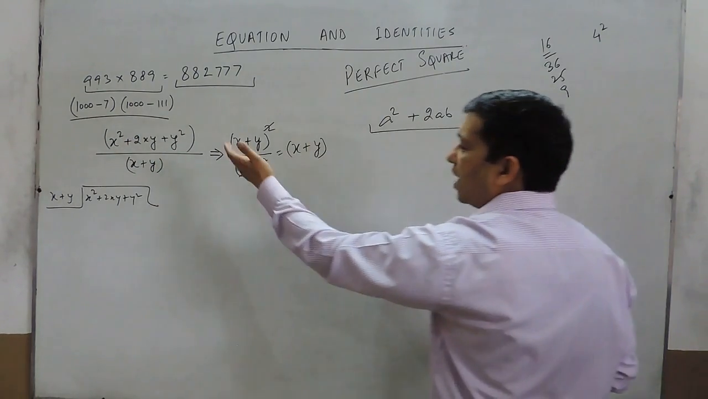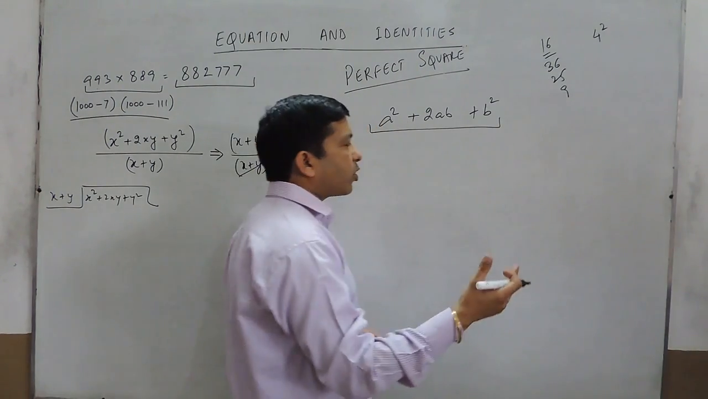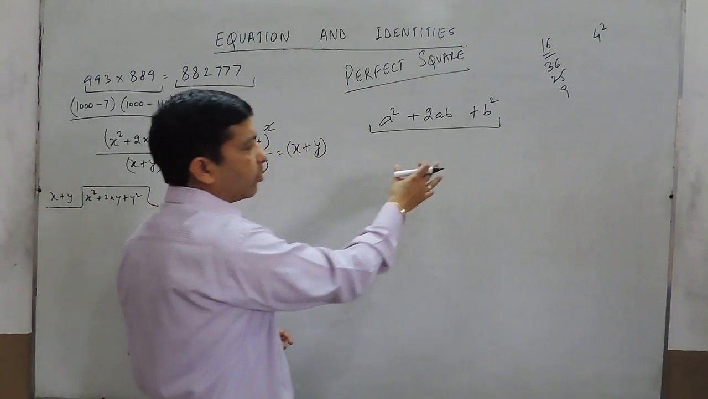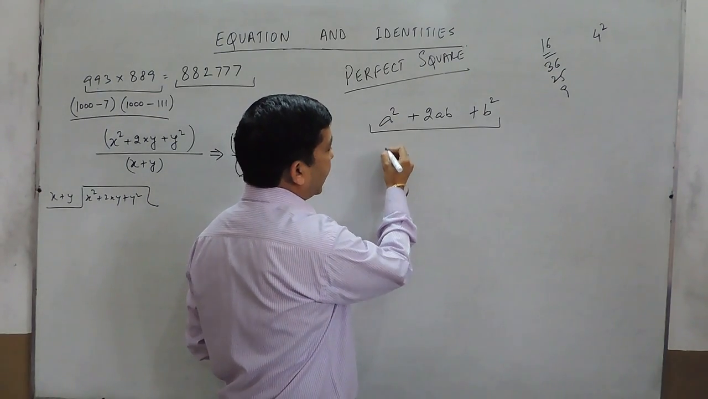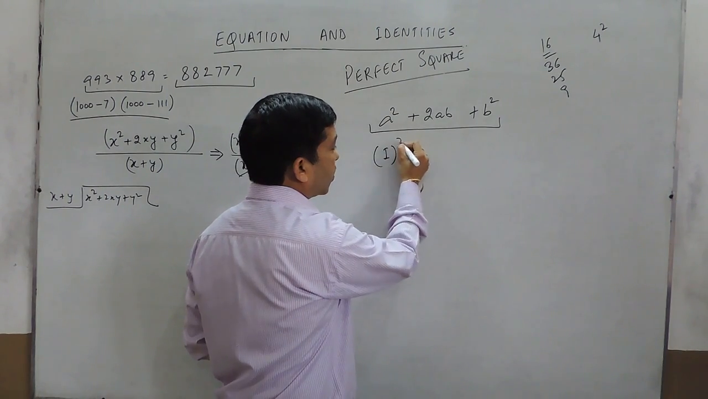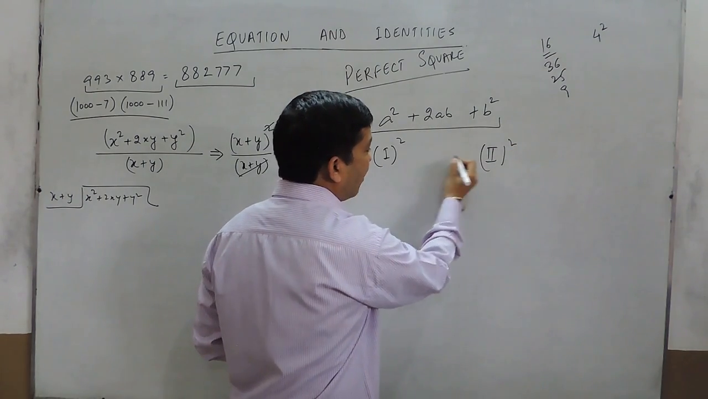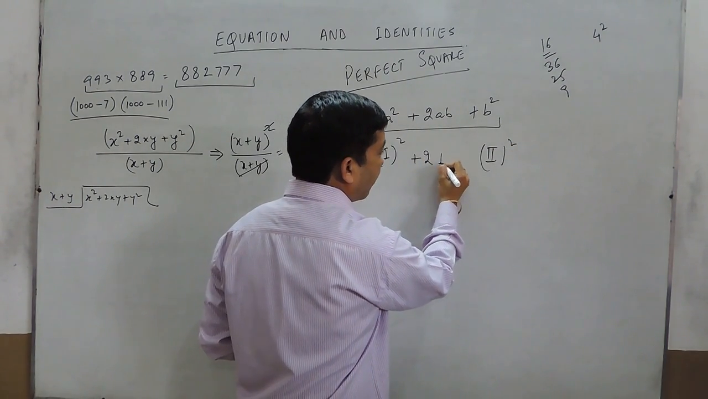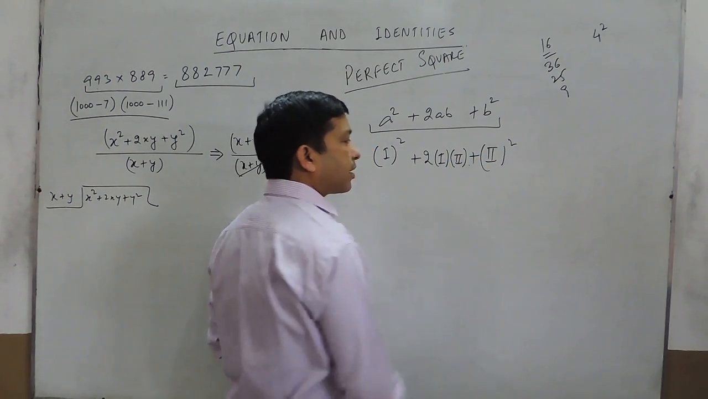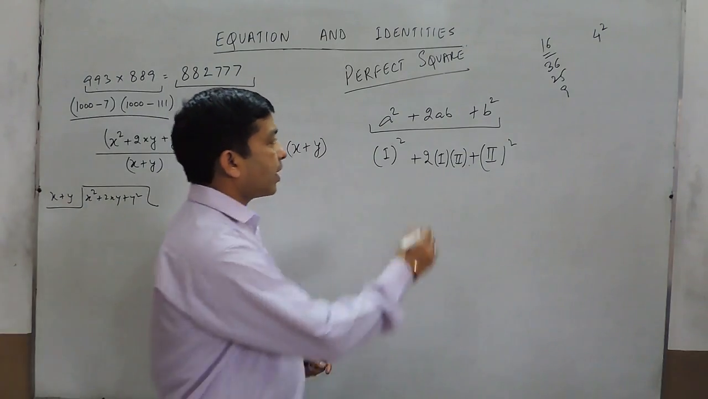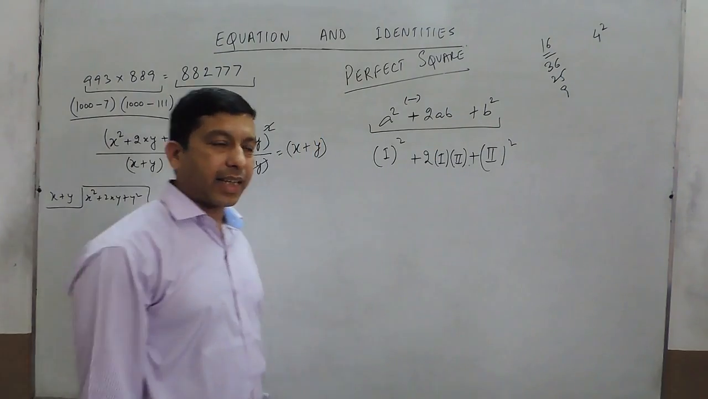We can replace x and y variables with a and b, that is no issue. In different books we get x and y, and in other books we may get a and b as the variables. So this is the first term square, this is the second term square, and in between you have twice the product of the first term and the second term. Then only this is known as a perfect square. This can be with a positive sign and this can also be with a negative sign.